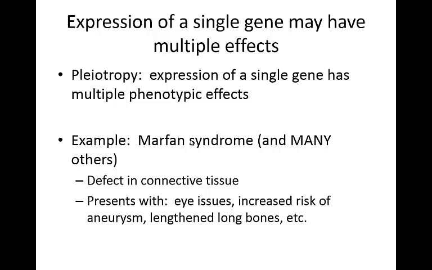An example of this in humans would be Marfan syndrome, and there are many others. This happens to be due to a defect in connective tissue, so anywhere that connective tissue is important, you may have issues. And so this can present with things like eye issues, increased risk of aneurysm, lengthened long bones, all kinds of seemingly disconnected symptoms. But they are connected because they're all involving connective tissue.